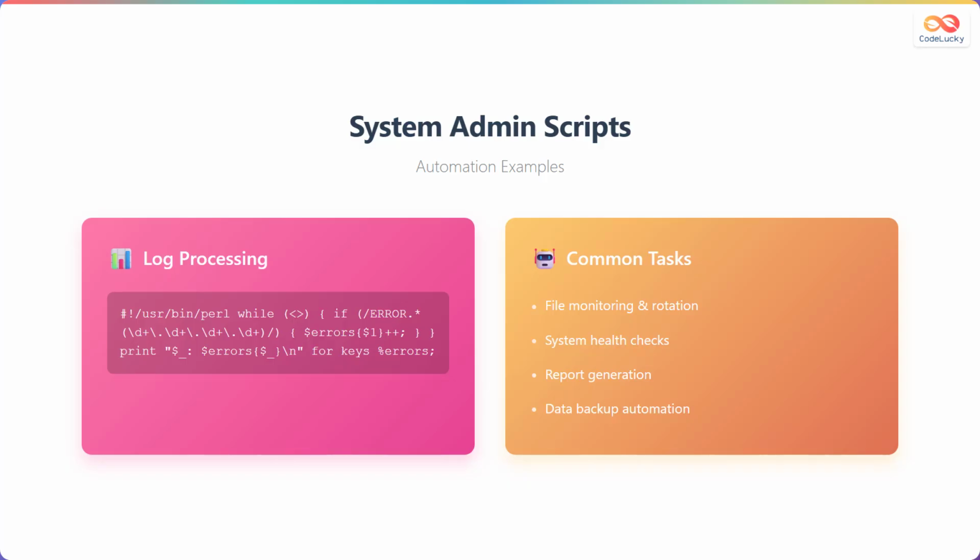Perl excels in system administration through its powerful text processing capabilities and system integration features. Log processing represents a common administrative task where Perl shines. A typical log analysis script reads input files line by line, uses regular expressions to identify error patterns, and extracts relevant information like IP addresses, then accumulates statistics in hash data structures for reporting. The example script demonstrates parsing log files for error messages, capturing IP addresses using pattern matching, counting occurrences by storing them in a hash, and generating summary reports.